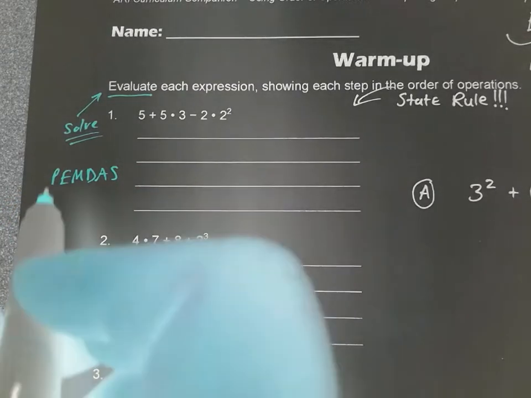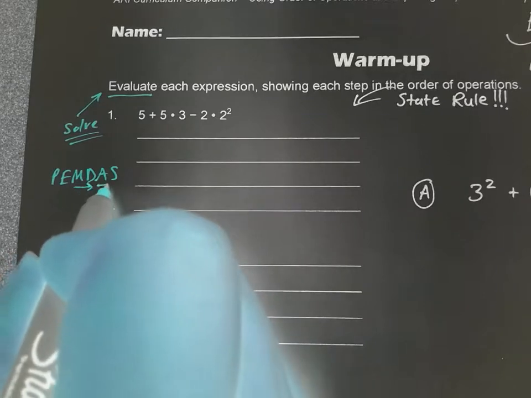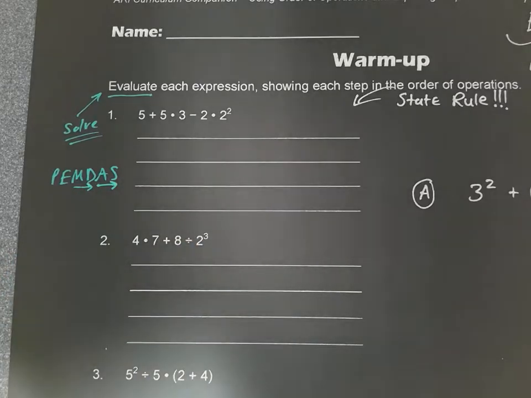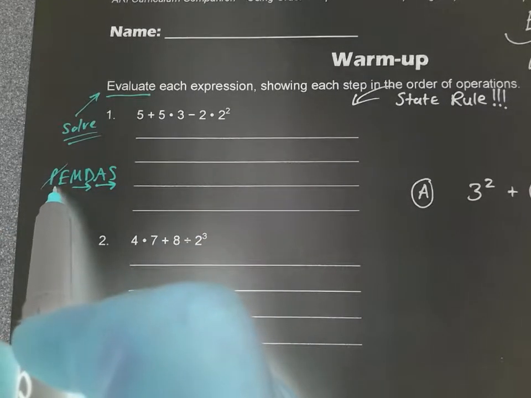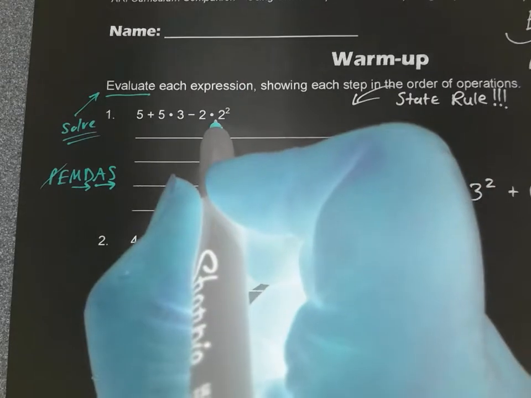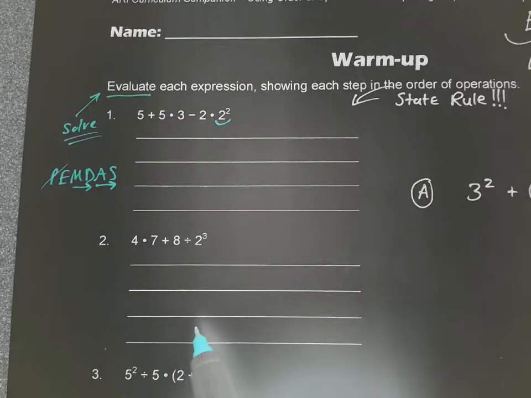Well, multiplication and division are buddies. They'll go in order from left to right, as are addition and subtraction. So first thing I'm looking for are parentheses. Do we have any here? The answer is no. So next I look for exponents. Do we have any? The answer is yes, right here. So we have to remember what 2 to the second power means. So we're going to actually write this out in expanded form.